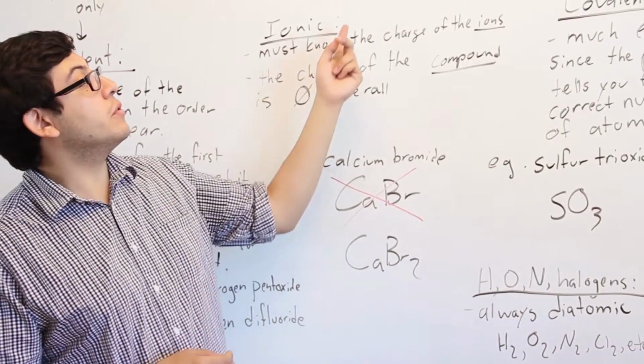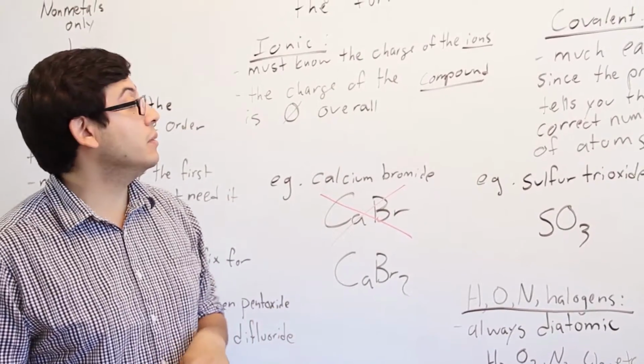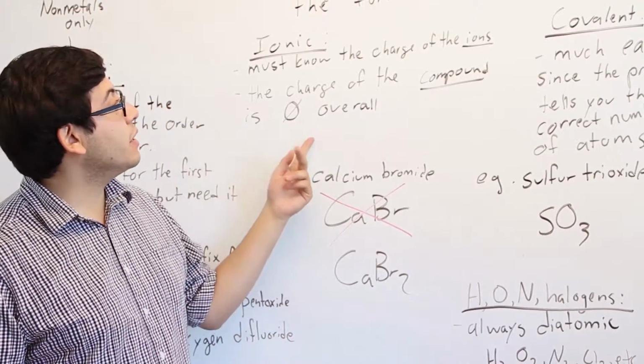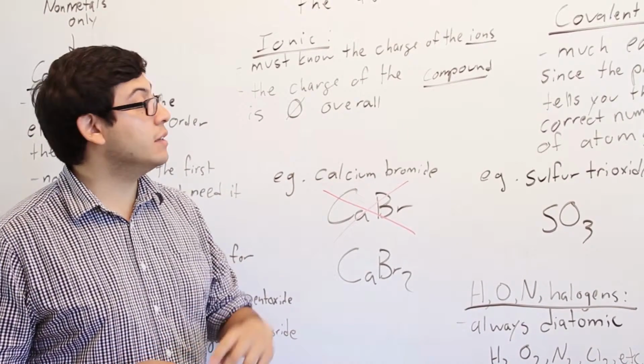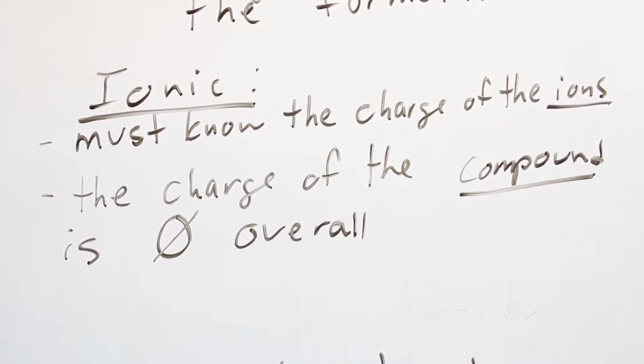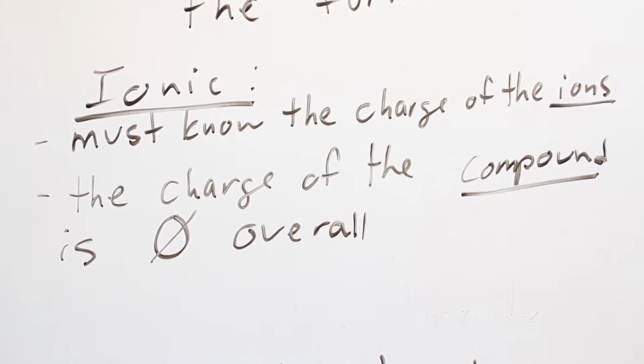So now let's try going from the name of the compound to its formula. Again, there are 2 conventions depending on if it's ionic or covalent. If it's ionic, there are 2 things you need to keep in mind. The first is you need to know the charge of the ions, and the second is the charge of the compound overall needs to be 0.